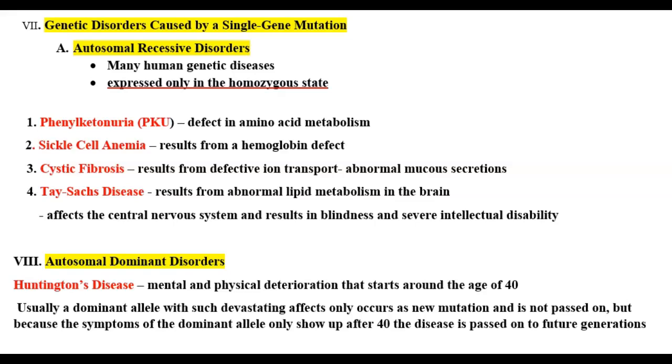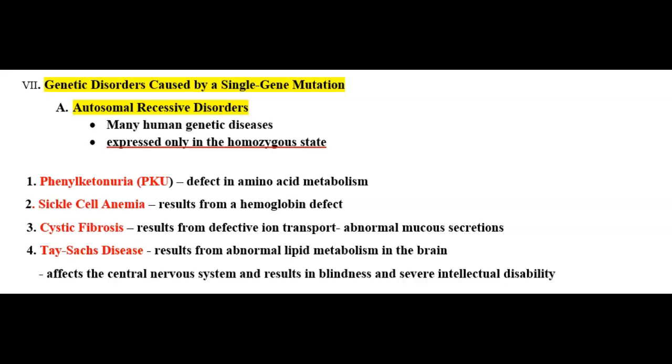And then we have diseases that are caused by a single gene mutation. We have two different kinds, autosomal recessive and autosomal dominant. So let's look at the autosomal recessive disorders first. Again, we went through this in your human genetics lab. I did a video on it.